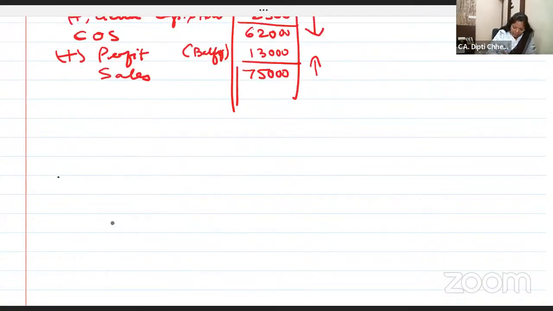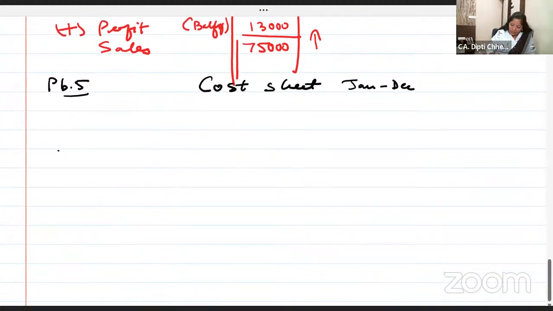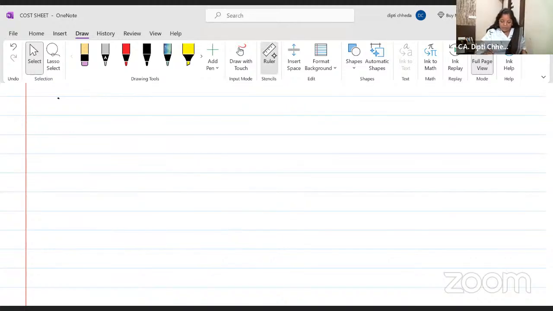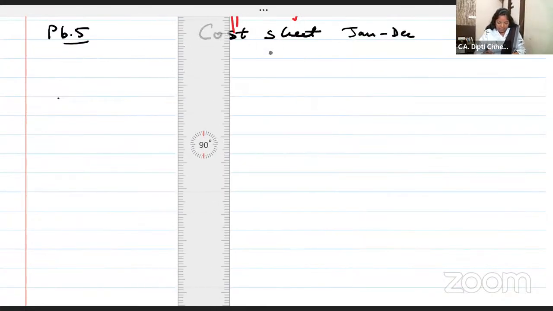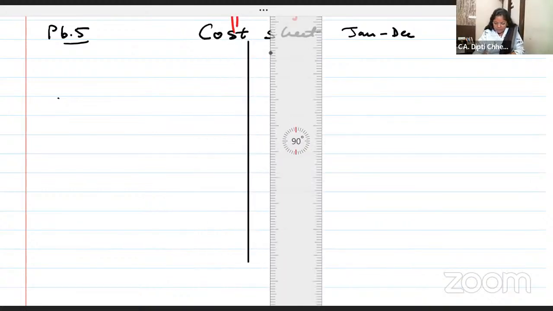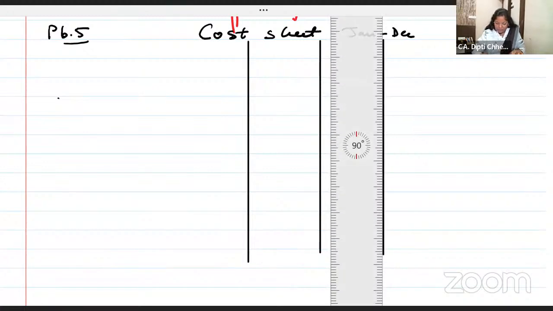So we are doing the 5th problem in class. And I am going to make a cost sheet. For which month? Nothing given. It is from January to December. Okay, right. And we will also make the columns for working this time. This is also a good way of learning. Particulars, working, amount. Amount is in thousands of rupees, so no problem.